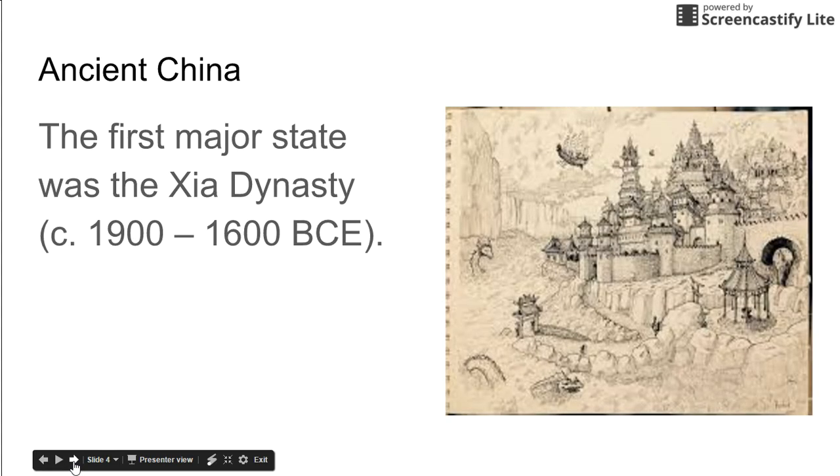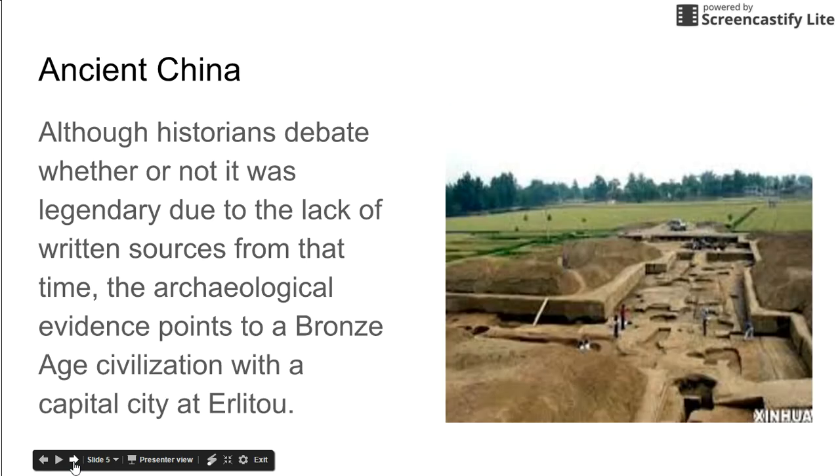The first major state was the Xia dynasty, which existed between approximately 1900 and 1600 BCE. Although historians debate whether or not it was legendary, due to the lack of written sources from that time, the archaeological evidence points to a Bronze Age civilization with the capital city at Yerlitu. And here's some of those archaeological digs.